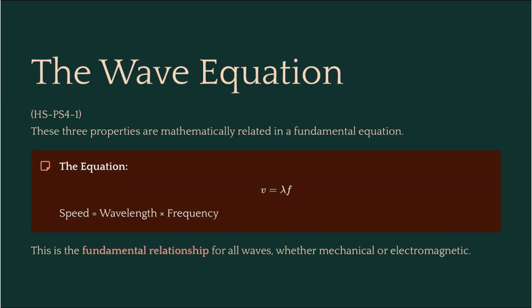This brings us to the most important equation of this unit, the wave equation. It's V equals lambda F. The speed of a wave equals its wavelength times its frequency. This is the mathematical rule that connects all three properties for any wave, whether it's a sound wave, a light wave, or a wave on a string. This is the computational model that standard HS-PS4-1 is all about.